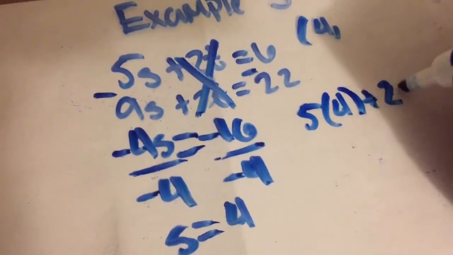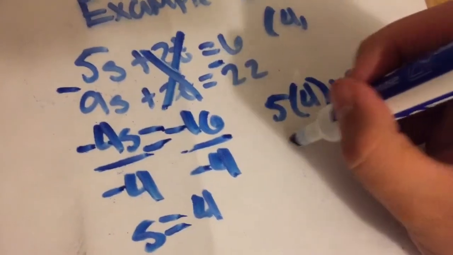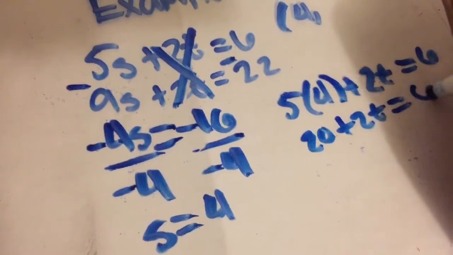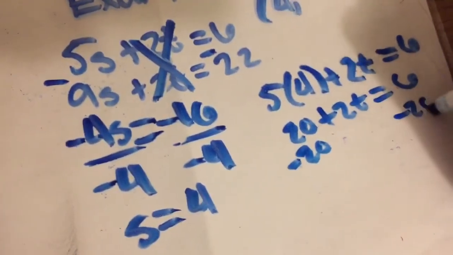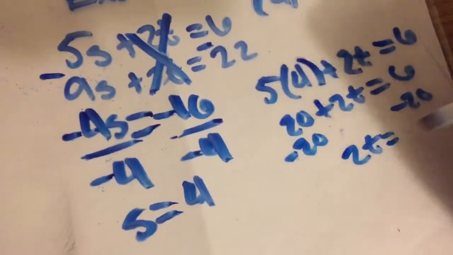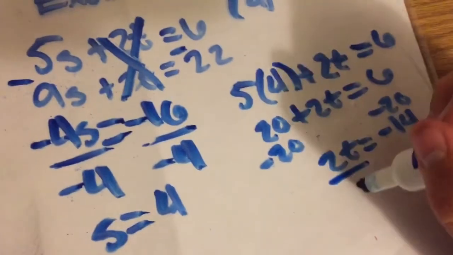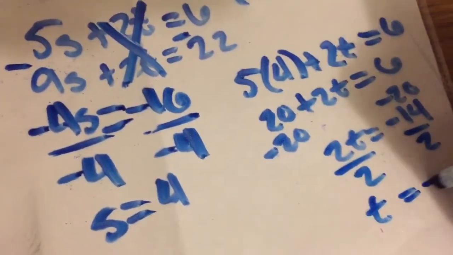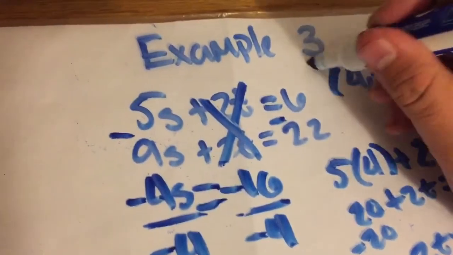plus 2t equals 6. 5 times 4 is 20, plus 2t equals 6. Subtract 20 from both sides. 2t equals negative 14. Now divide by 2, and now t equals a negative 7. So the two parts of your ordered pair are 4, negative 7.